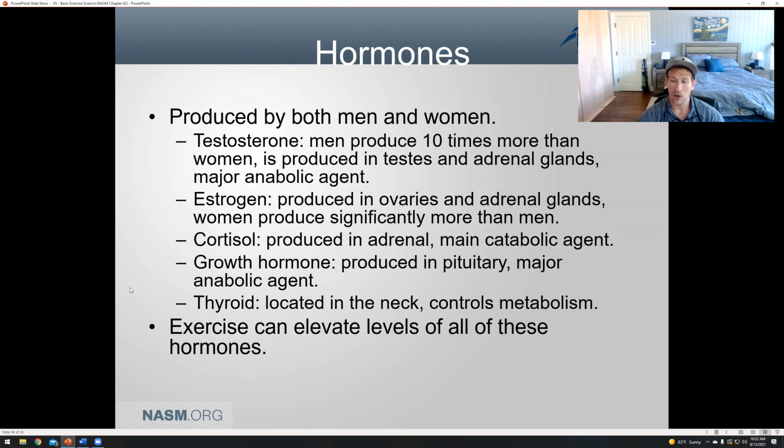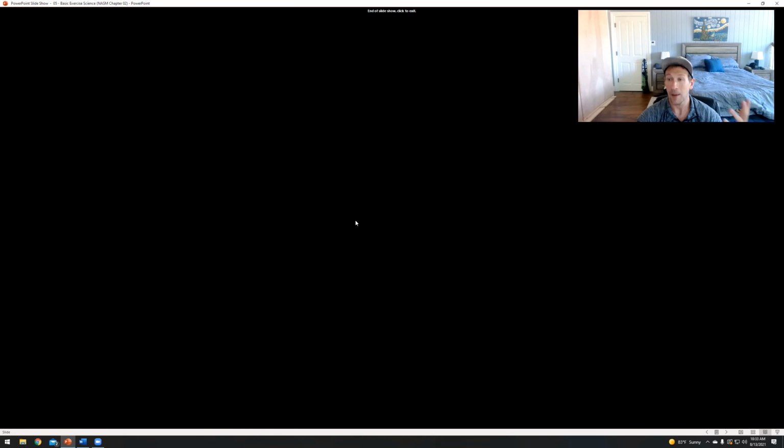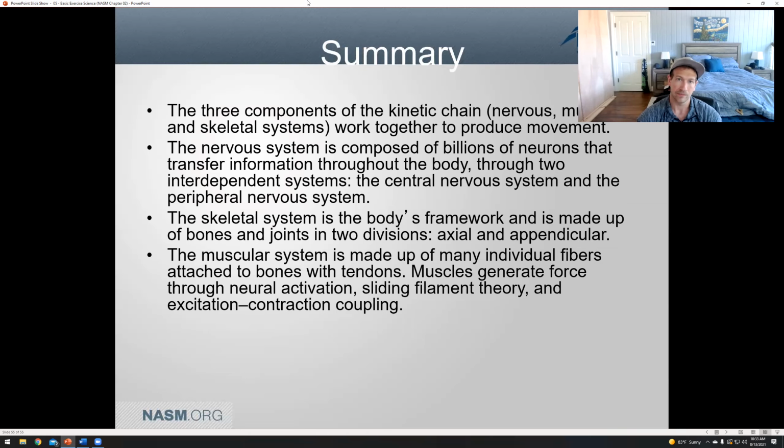We got growth hormone, which is produced by your pituitary gland. That's a very anabolic agent that is responsible for growing human tissue. Thyroid hormone, which is controlling your metabolism. And exercising elevates all of these. Guys, you're going to produce more estrogen and more testosterone. Women, you're going to produce more estrogen and more testosterone. Everybody who exercises, you're going to produce some cortisol in response. You're going to produce growth hormone. You're going to produce thyroid hormone. All of these things are going to happen in response to exercise.